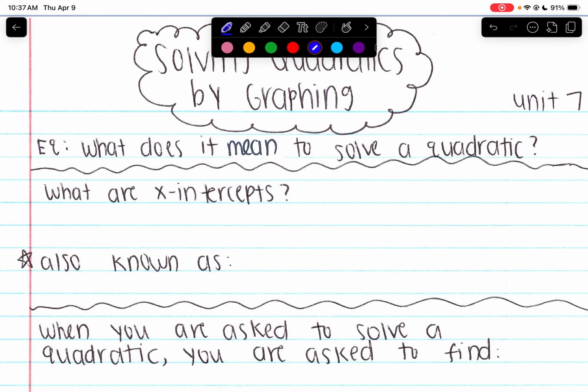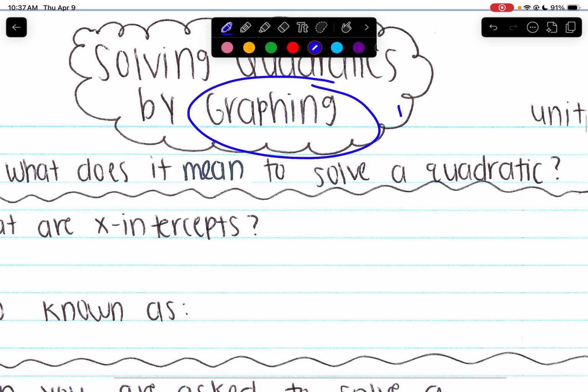This lesson is going to cover solving quadratics by graphing. Our essential question is, what does it mean to solve a quadratic? So this is the first method that we teach you guys on how to solve quadratics. So this is method number 1, which is the method of solving.